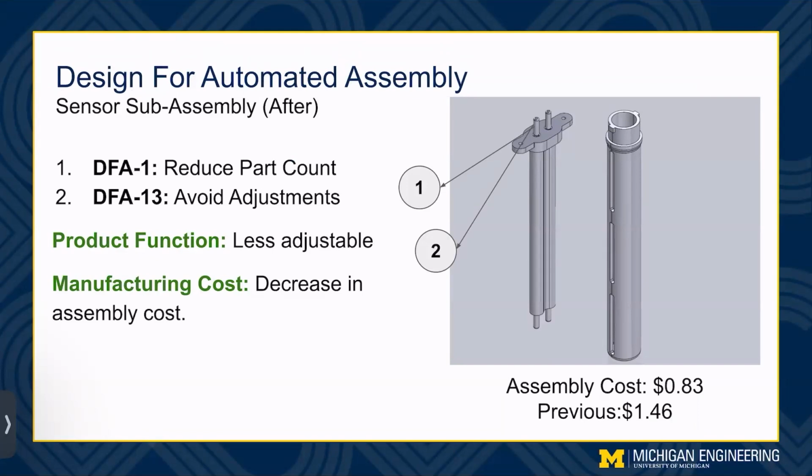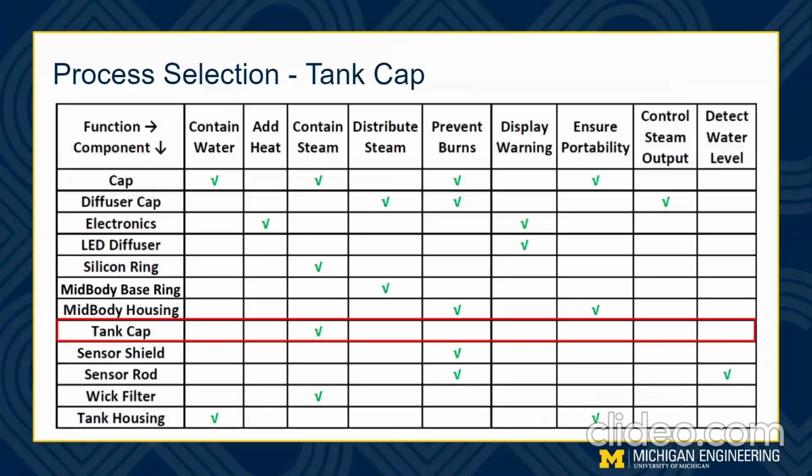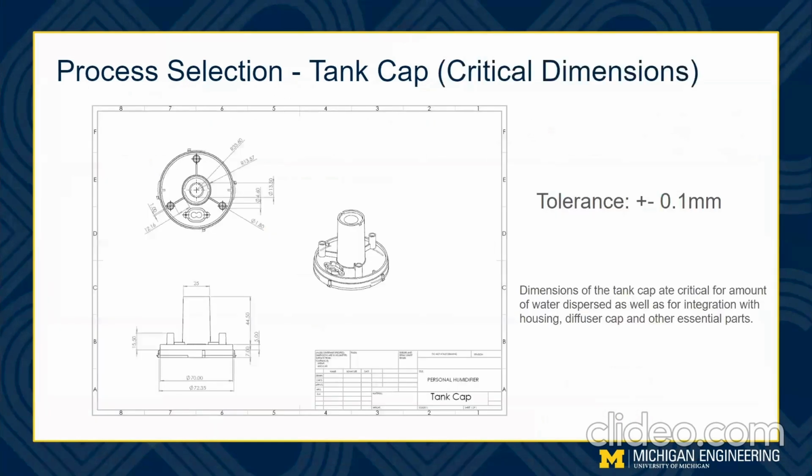The new assembly cost for this redesign is 83 cents, which is a decent decrease compared to its original cost of $1.46. We will now move on to the process selection for the tank cap. As visible here, the major function of the tank cap is to contain steam. Here are the critical dimensions for the tank cap.